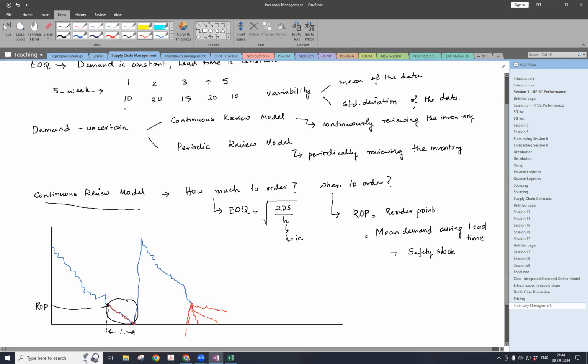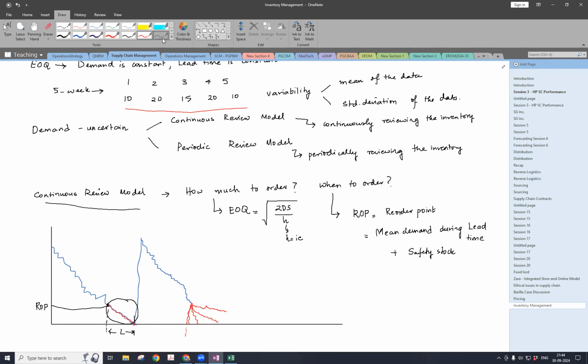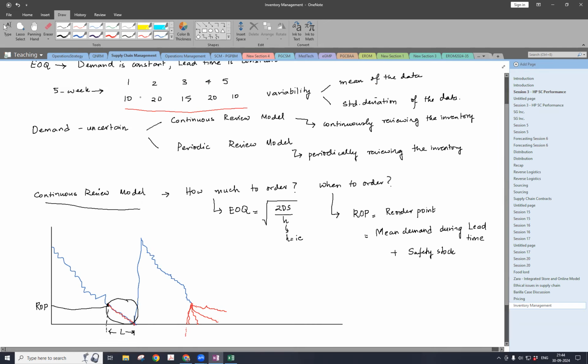Now, if you look at this particular example, we have situations where the demand could be 10, 20, 15, 20, and 10. Now, let's look at the mean of this. So this is 40, 50, 60, 75. If I take an average of 75 divided by 5, I will get the value of 15, right? Now, if I take 15 as the mean value, let's assume the lead time also happens to be one week, right?